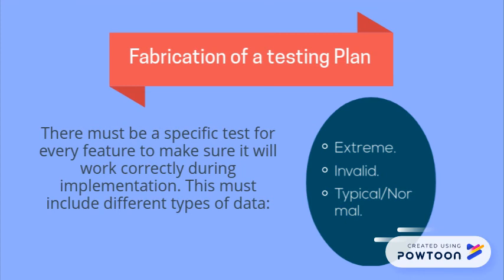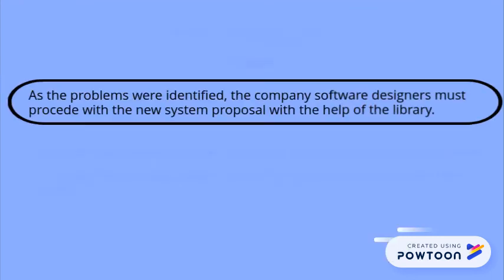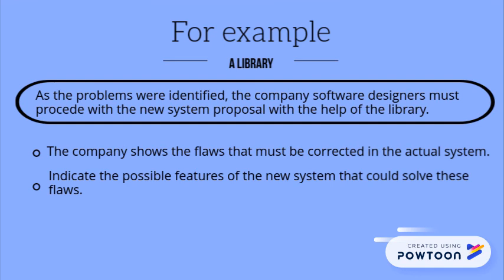This means establishing how the system is supposed to respond to extreme data, invalid data, and typical or normal data. In the example of the library, the company must tell the library what flaws they found and indicate how a new system could improve a solution, could provide a solution.